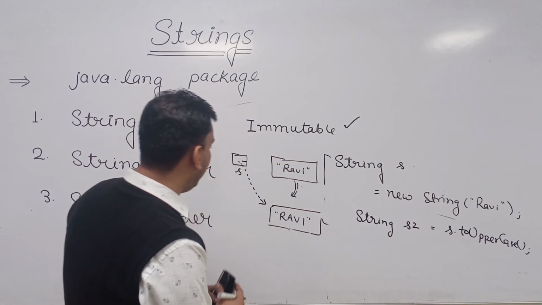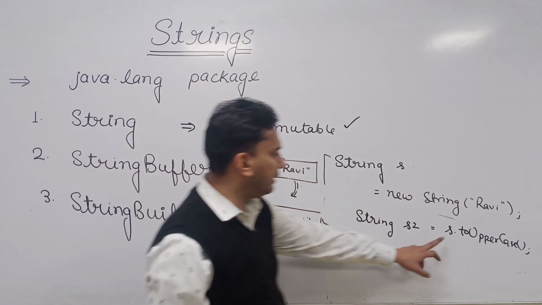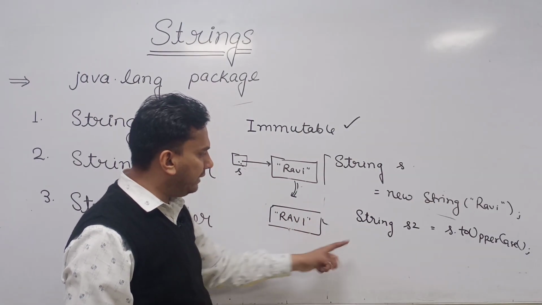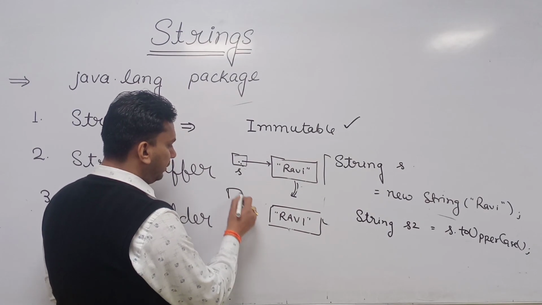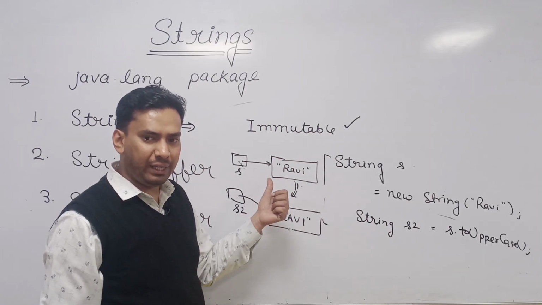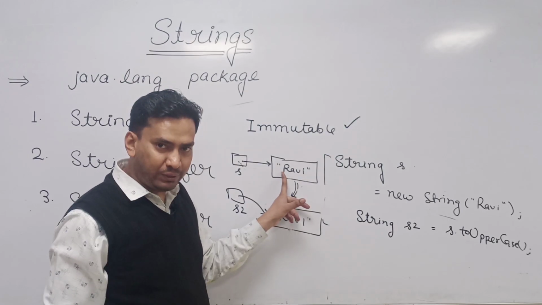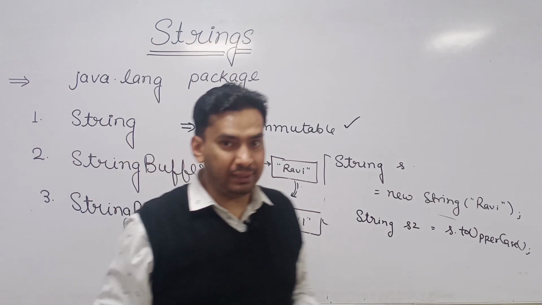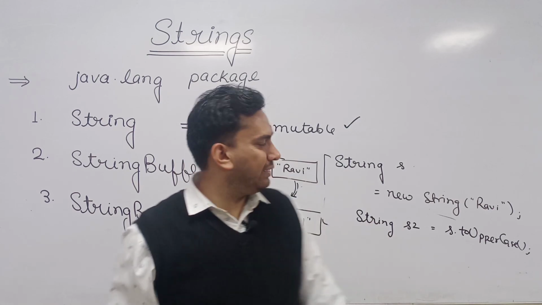It means now what you are doing is s is pointing to this, and now you have written s.toUpperCase(), so this object is created, but this object is now pointed to by a new reference variable s2. So now this s2 is pointing to this new object. It means now both the objects are referred to by two different reference variables. Now you can see that the original Ravi is also existing and a new Ravi is also existing. It will prove that a new object has been created, right?